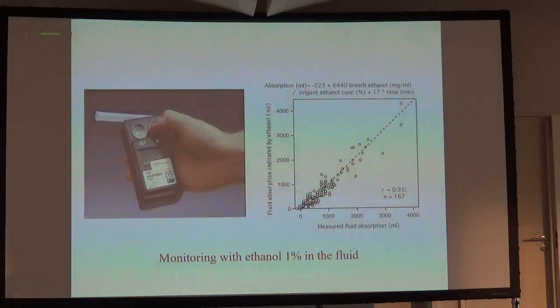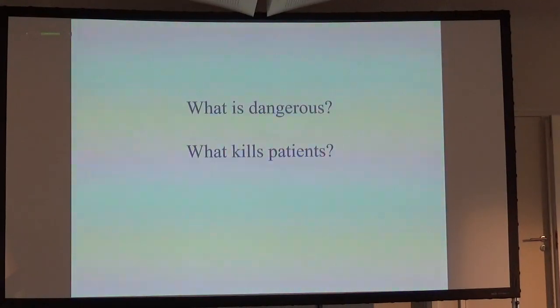You can monitor this irrigating fluid absorption with ethanol as one method. You don't have to take it in retrospect by measuring serum sodium. You can have it directly through using an irrigating fluid that contains 1% of alcohol. That gives you an early detection. But I won't talk much about this. I would like to focus on what you must know as an intensivist and what kills patients, because this can really be dangerous. And I would like to focus on just a few topics that have to do with this.